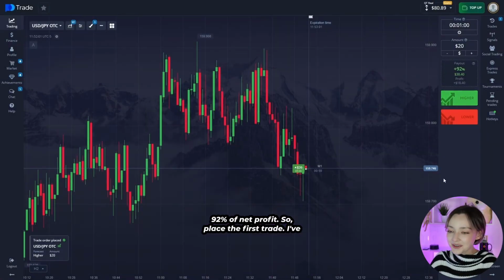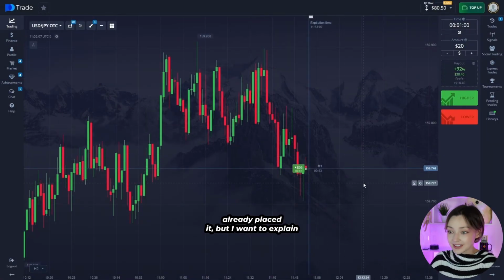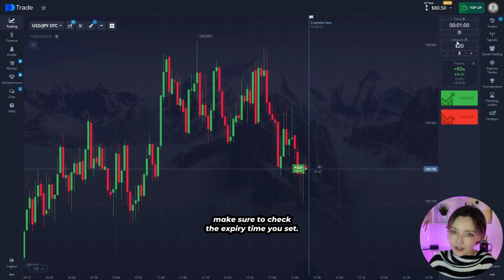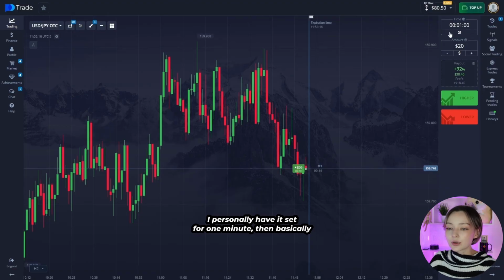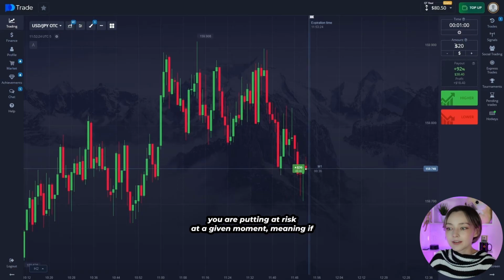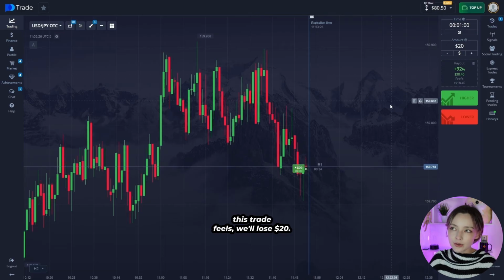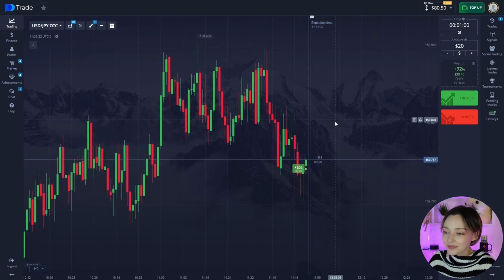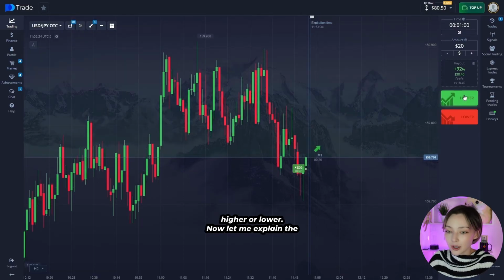So placing the first trade, I've already placed it, but I want to explain anyway how it's done properly. Before making a deal, make sure to check the expiry time you set. I personally have it set for 1 minute. Then basically you choose the deal's amount, the amount you're putting at risk at a given moment, meaning if this trade fails, we'll lose $20. And we're clicking one of the two buttons right here, higher or lower.